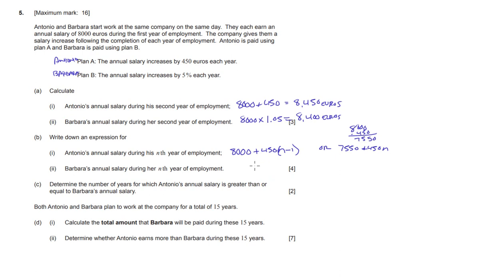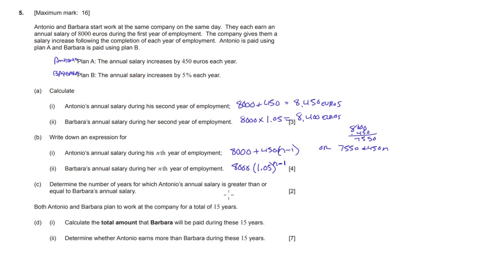Barbara's annual salary during her nth year, again, would be 8,000, and then we're going to multiply that by 1.05, or 105%, for every year. Same idea here. If we put N equals 1 in for her first year, that means she's making 8,400, but she only made 8,000 euros the first year. So we would also want to put N minus 1. The other way you could do that is take 8,000 divided by 1.05 and you get some other number, but I think your N minus 1 is going to be your best bet there.